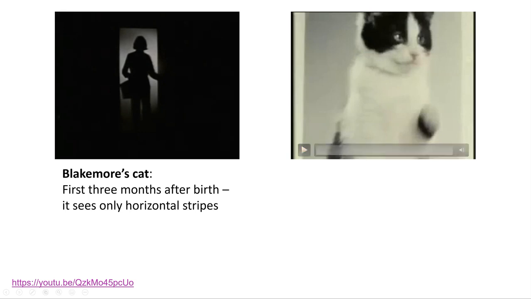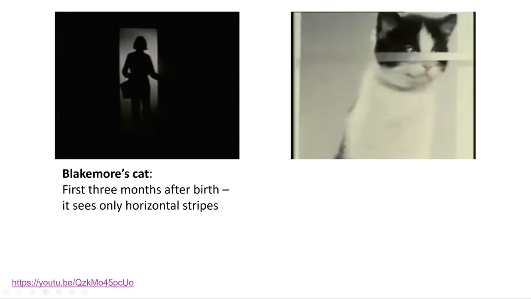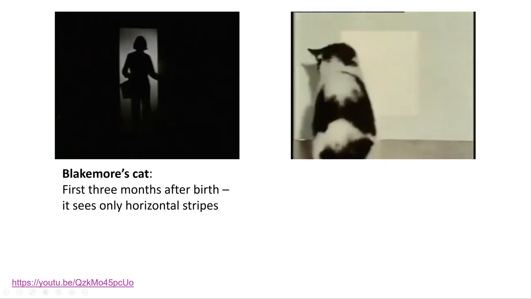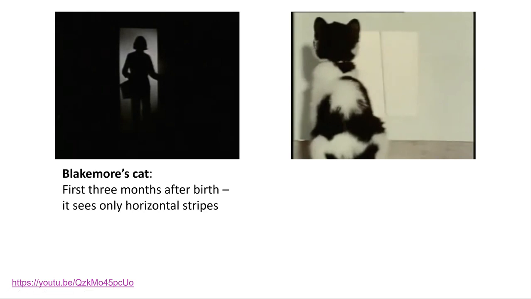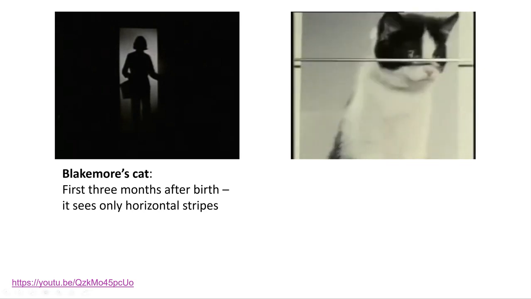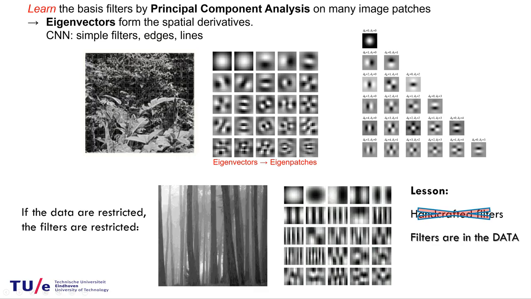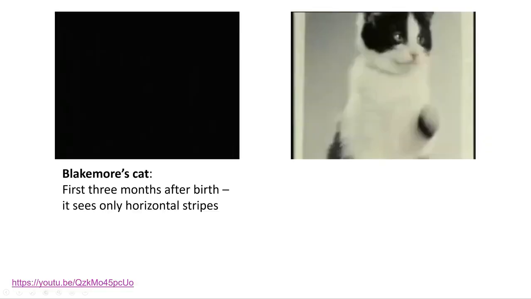So what do we see after these 3 months? The kitten can nicely see a horizontal stick. But if the stick is made vertical, the kitten no longer reacts to it. So this is quite intriguing. This kitten has developed only for this specific type of stripes, and in this case it was horizontal stripes. So it has developed a different visual system.